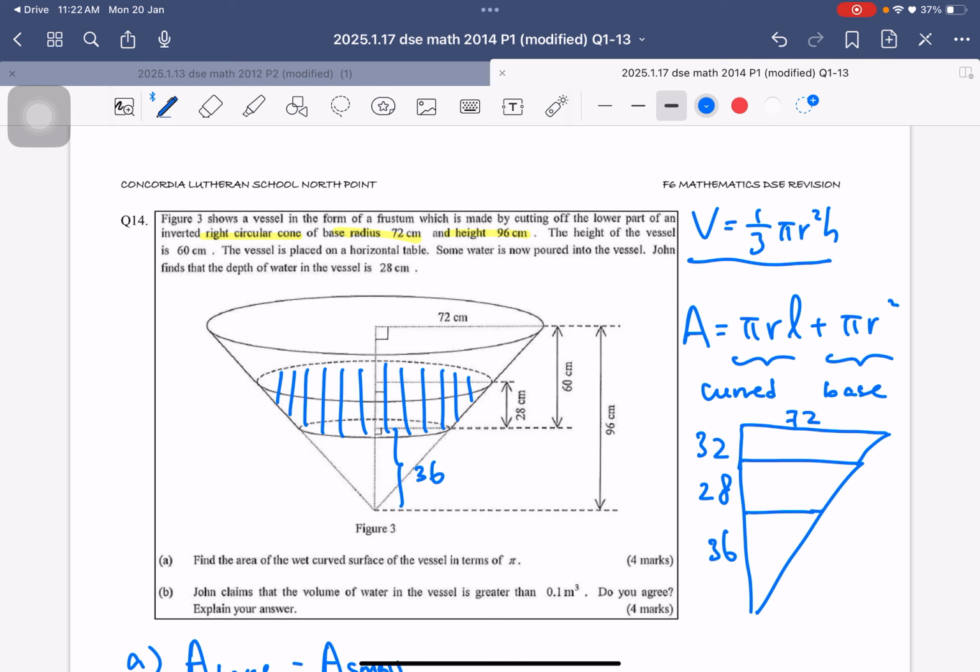Do we have the radius of the water part? No, so we give it a value, big R. Then do we have the small r? No, so we give it a small r.